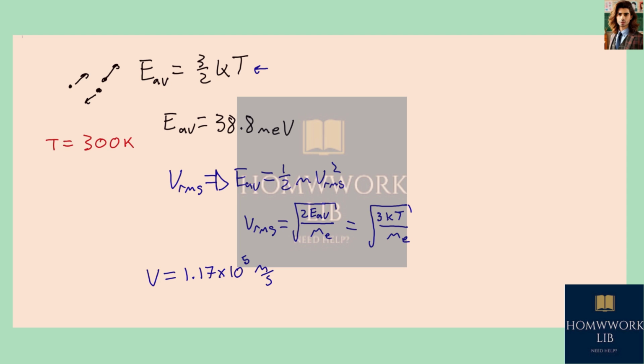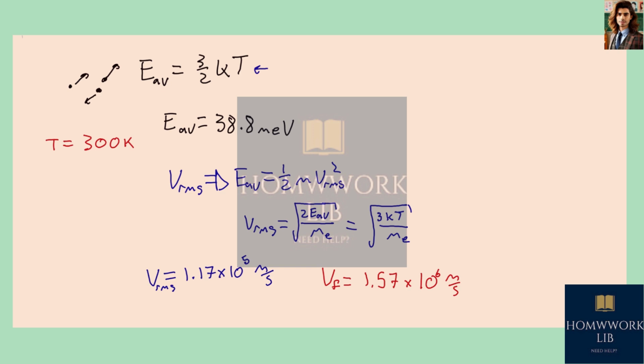But the last part of the problem wants us to compare this velocity to the speed of an electron with a kinetic energy that's equal to the Fermi energy of copper, which is done in an example. So in that case, you have V_F compared to our V_RMS, which is 1.57 times 10 to the 6 meters per second.